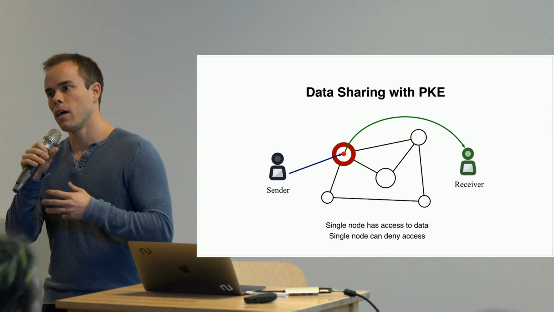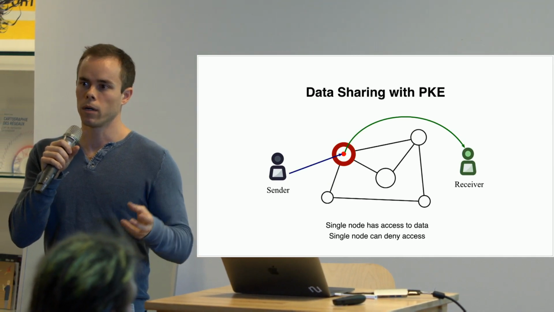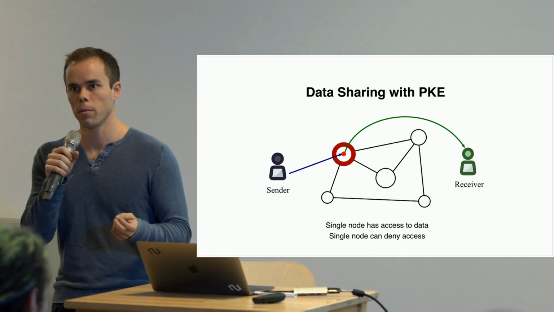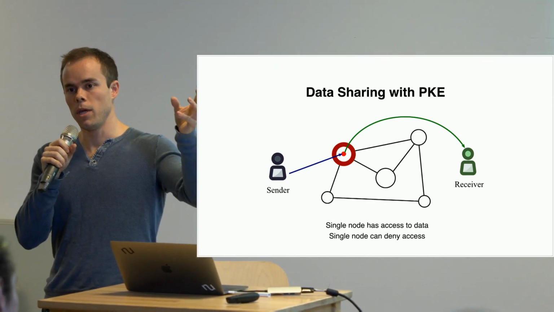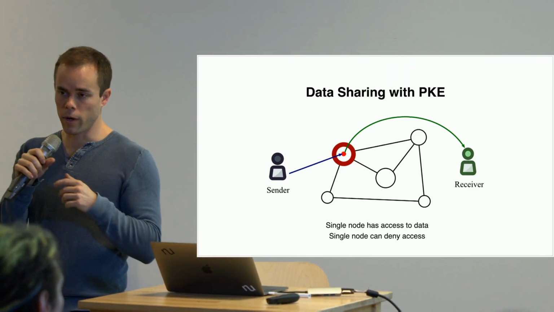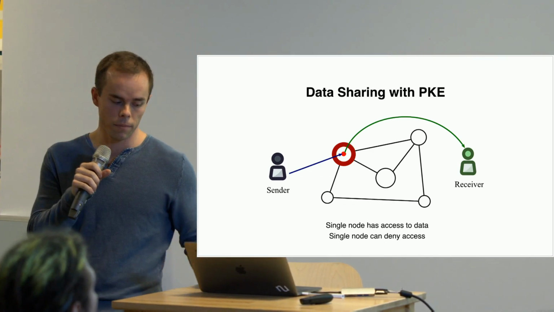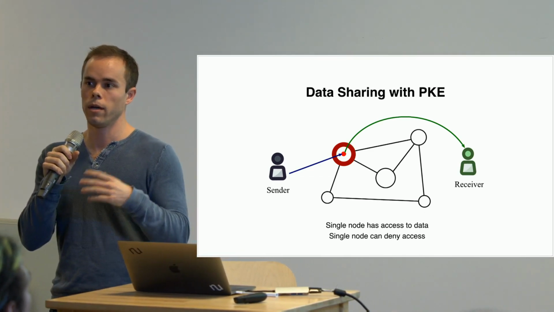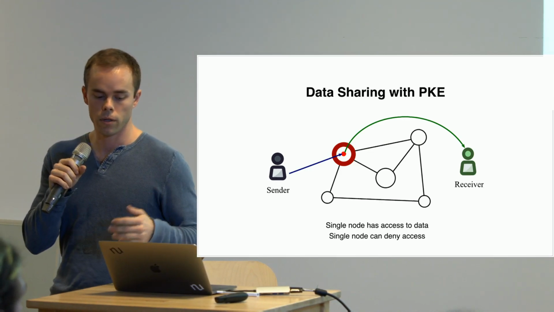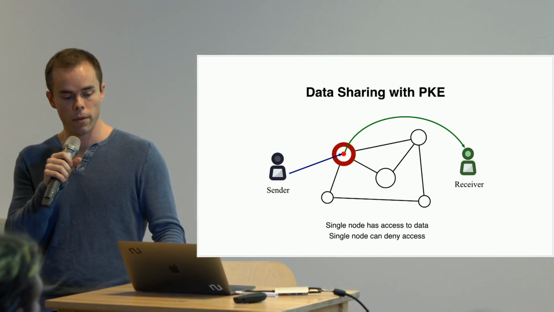And so if we imagine what it would look like to build some sort of network predicated on just vanilla asymmetric public key cryptography, that would basically mean that every single node is going to have access to your plaintext data. So any single node can deny you access to that data. Any single node can share that data with people maybe you don't want them to share it with.